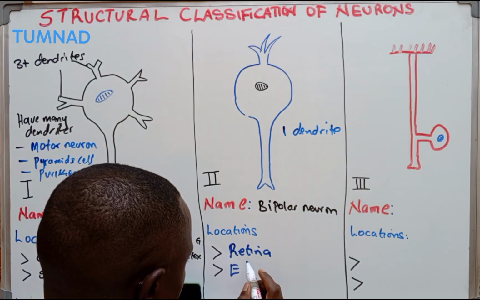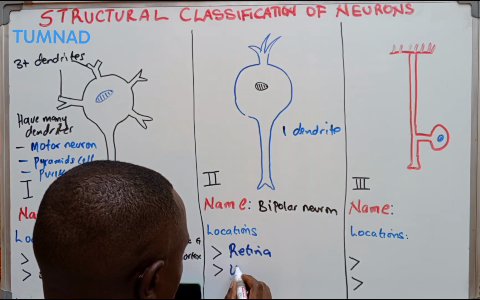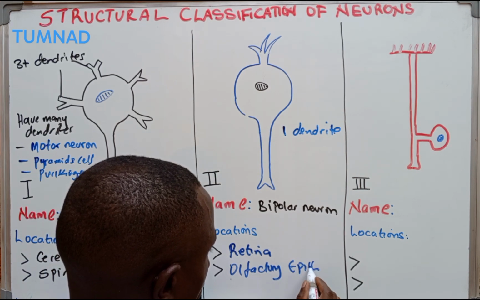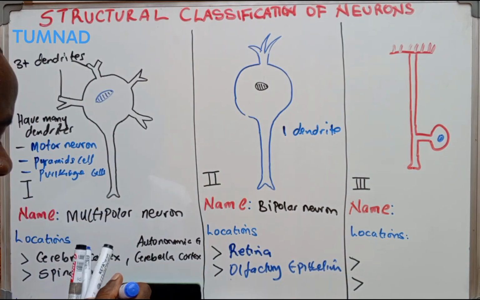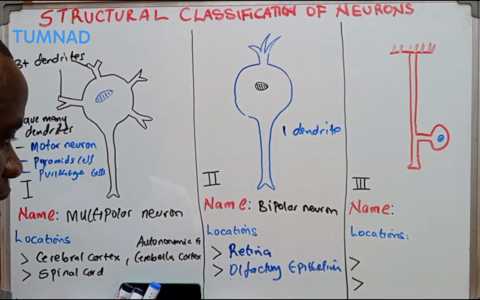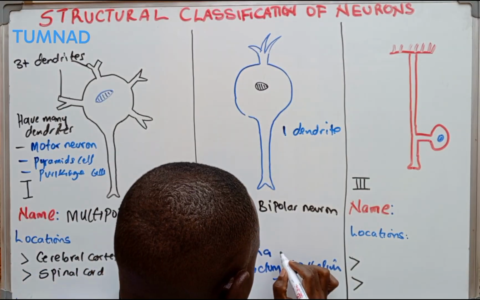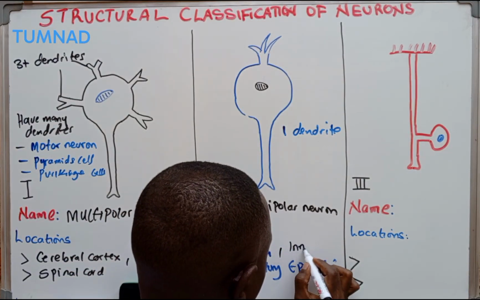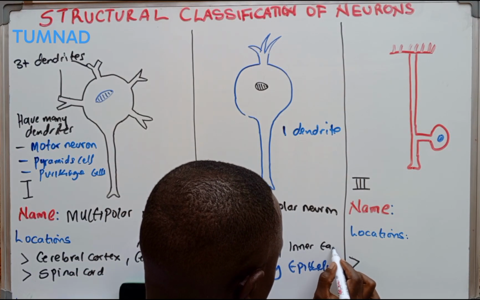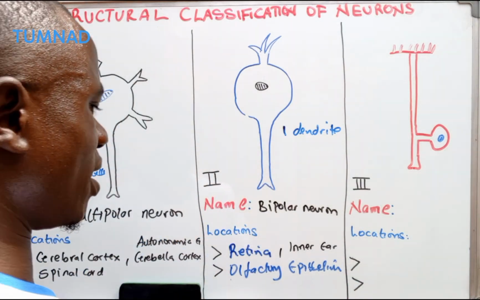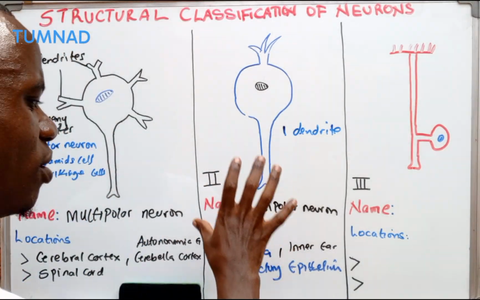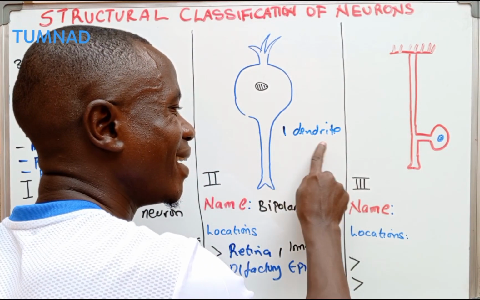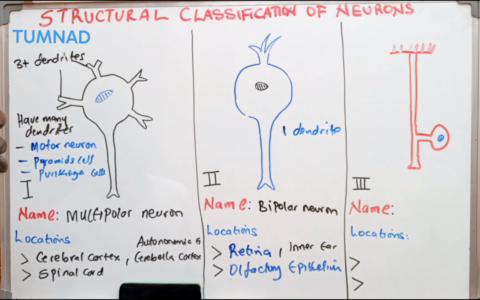Okay, olfactory epithelium, and these kind of neurons can also be found in the inner ear, and generally in the ear. Okay, so these kind of neurons are very important. They are characteristic of one dendrite, which is going to be exiting from the cell body.